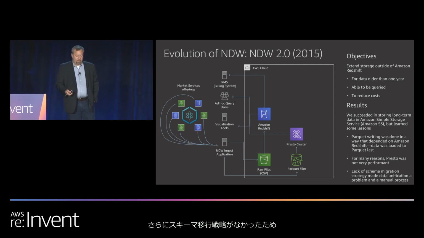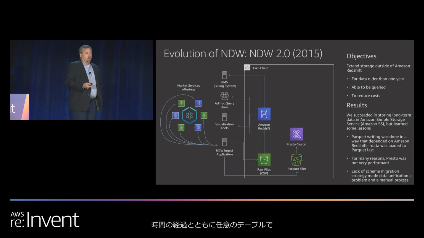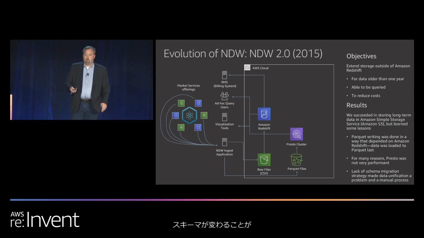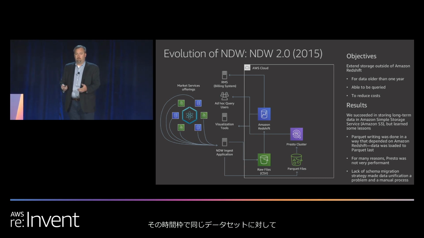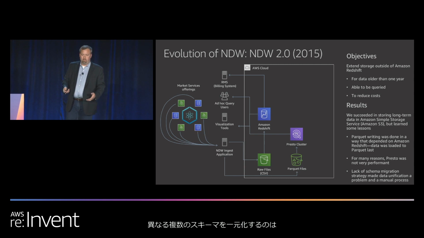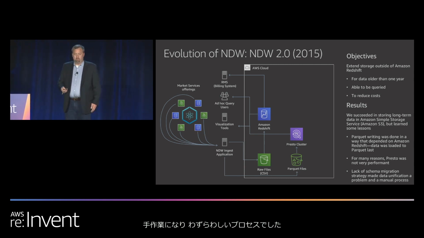And finally, we lacked a schema migration strategy. And basically what that means is that over time, a given table, the schema can change over time. And so unifying those different schemas for that same data set over that time period was a manual and cumbersome process.